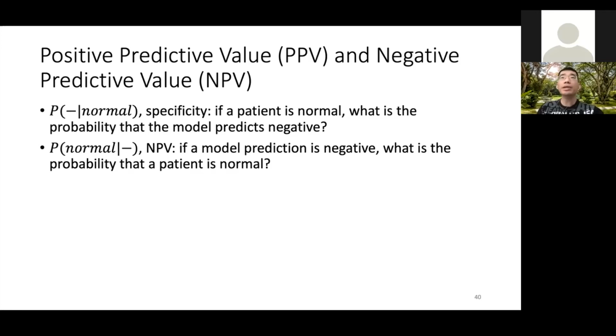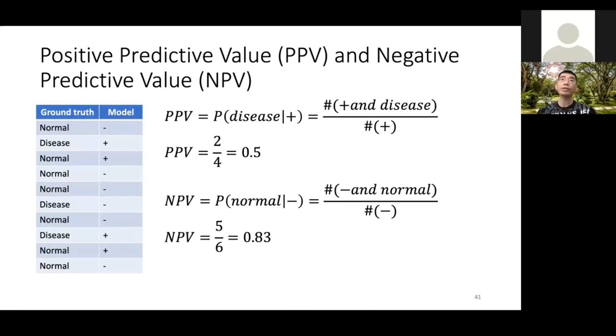And similarly, while specificity asks what is the probability the model predicts negative given a patient is normal, the doctor might be interested in knowing the probability that the patient is normal given the model prediction is negative. So this is called the negative predictive value, or NPV, of a model, okay? So let's compute the PPV and NPV on this example.